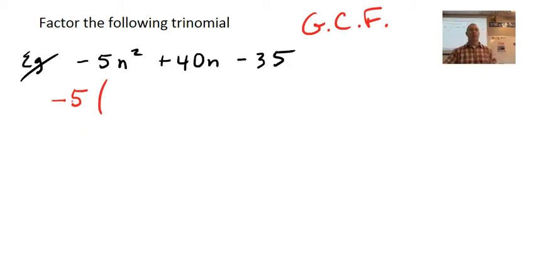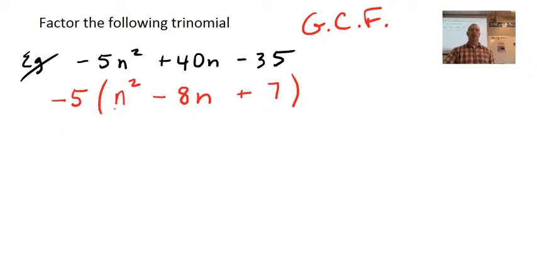Do you have to pull a negative out? Well, I would strongly suggest pulling a negative out because that makes this n squared positive, as we just mentioned. That's going to make factoring the trinomial that's left over a lot easier. So what do I get when I do 40n divided by negative 5? You get negative 8n. Good. And then negative 35 divided by negative 5 would be positive 7. So there's your first step, greatest common factor.